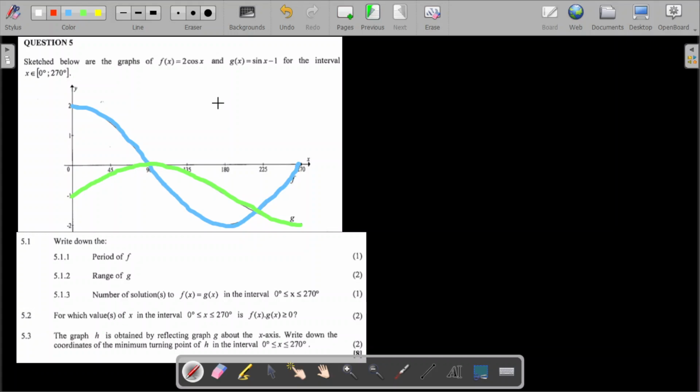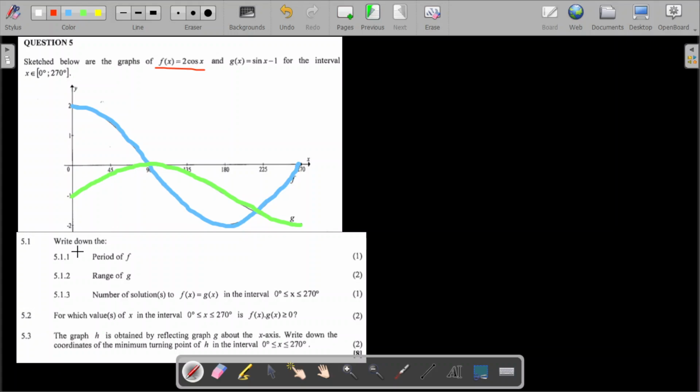So this paper that we're doing is a 2019 paper 2. So yeah, let's get into it. Question 5: the sketch below shows the graphs of cos and sine. So this is 2 cos x and we have sin x minus 1. I've highlighted the graph. The blue one here, which is my f(x), is a cos graph, and my g(x), which is a sine graph, is the green one.